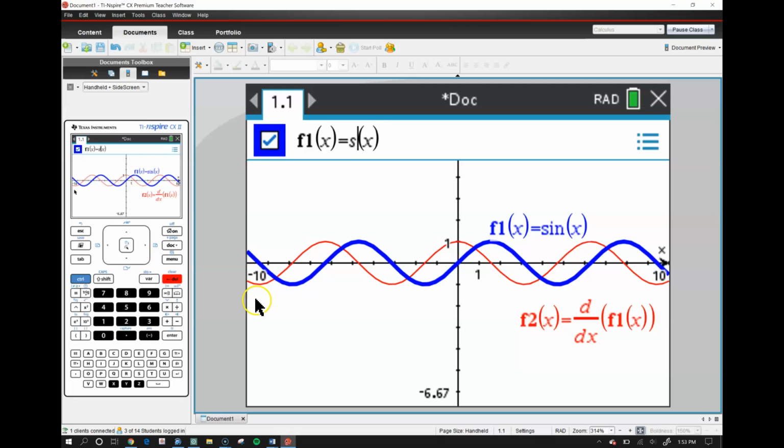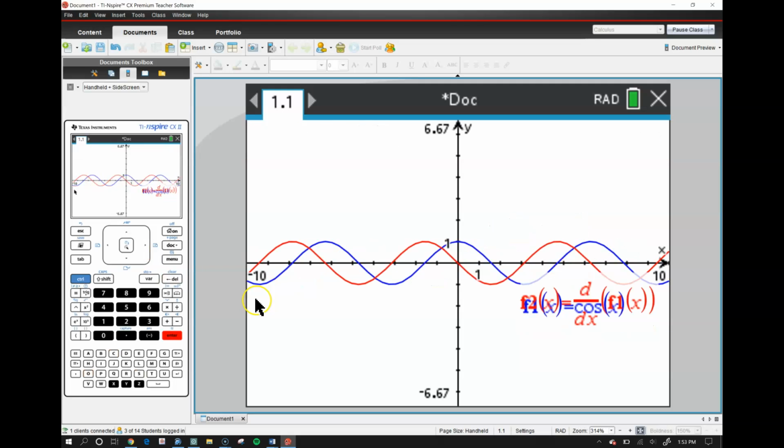Okay, what if I change it? What if instead of sine, I have cosine? What's the derivative of cosine? Ooh, look at the red now. So blue was my cosine. This is negative sine. It's the reflection of sine. So if you look at the blue, the red is the derivative.